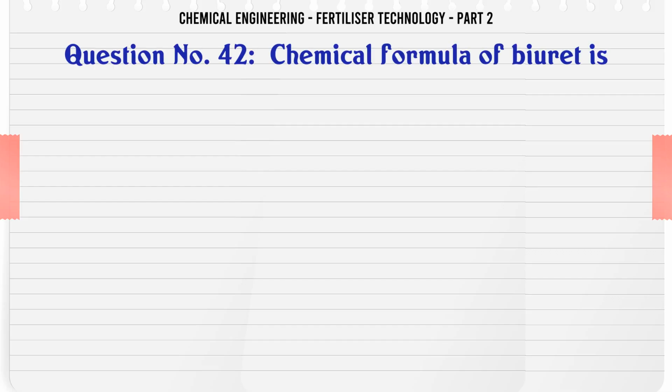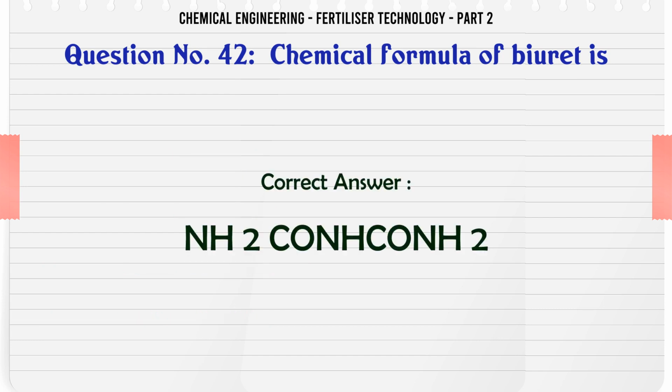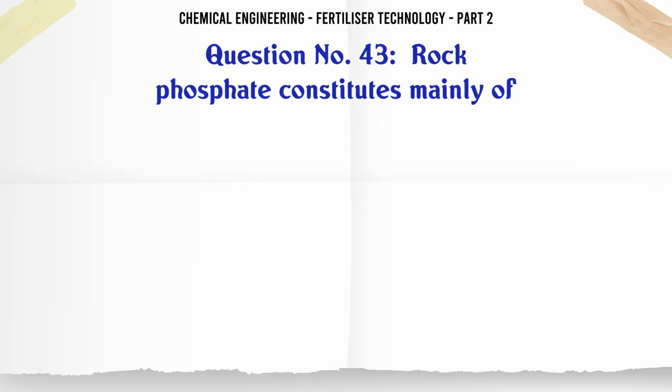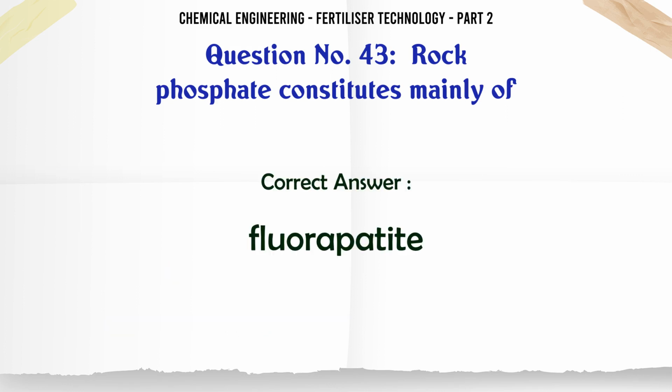Chemical formula of biuret is A. NH2.CO.NH2. B. NH3.CO.NH3. C. NH2-CO-NH-CO-NH2. D. NH4-CON2. The correct answer is NH2-CO-NH-CO-NH2. Rock phosphate constitutes mainly of A. fluorapatite. B. di-calcium phosphate. C. monocalcium phosphate. D. di-ammonium phosphate. The correct answer is fluorapatite.